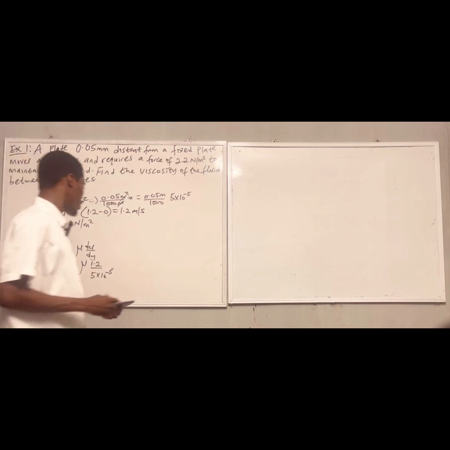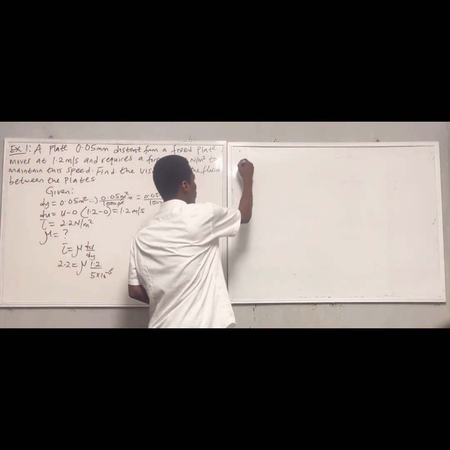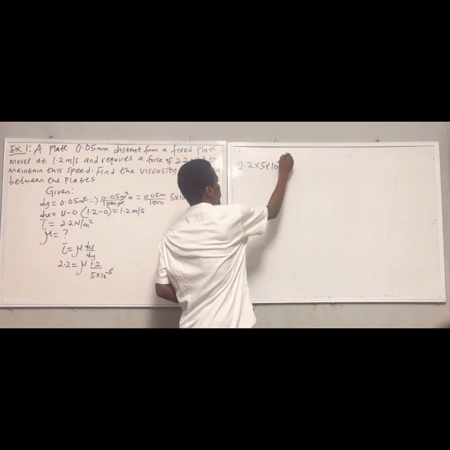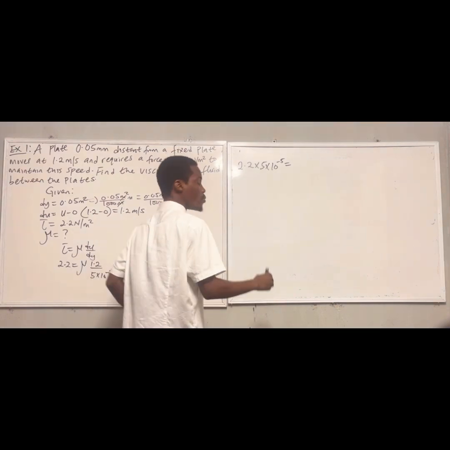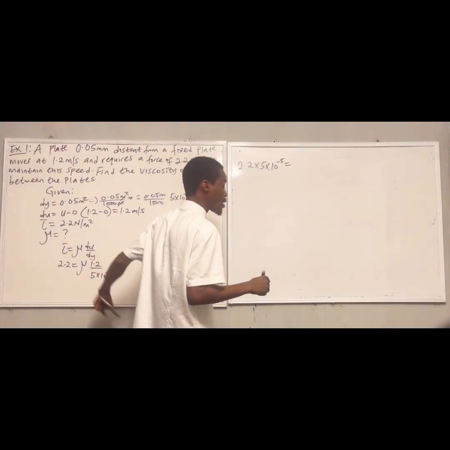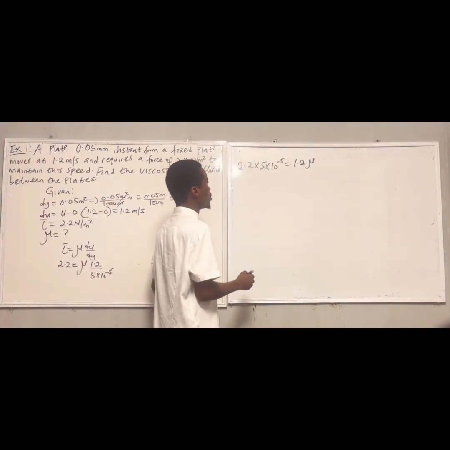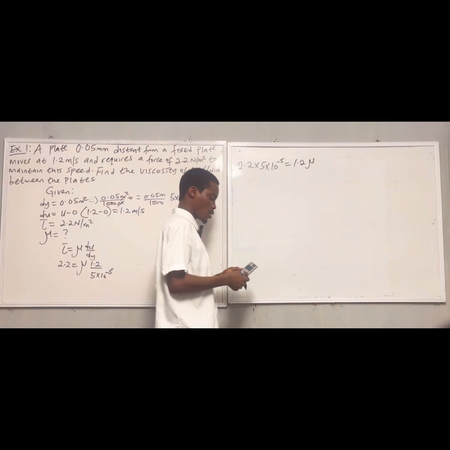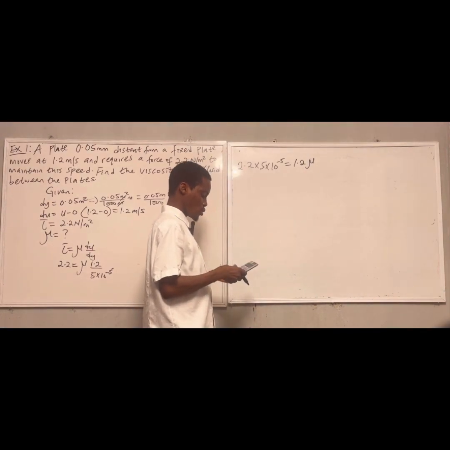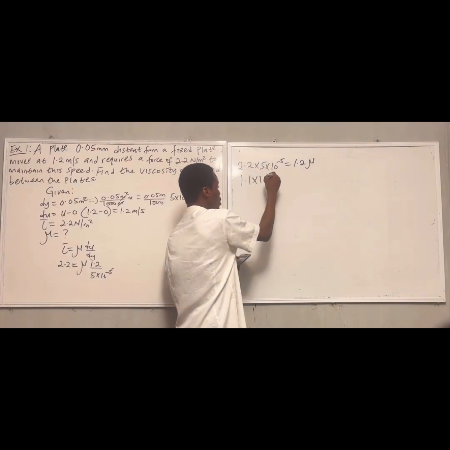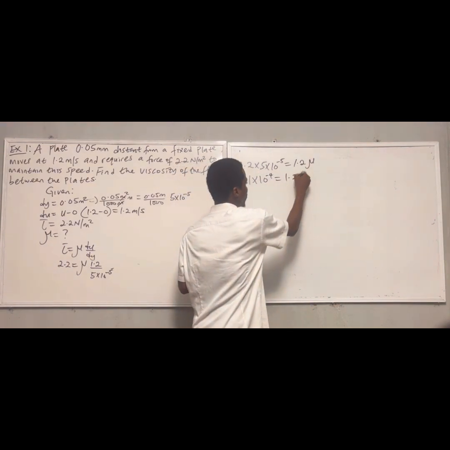From here, what can I do? I can take this one to here. I'm going to have 2.2 times 5 times 10 raised to the power minus 5 is equal to the viscosity times 1.2, that is 1.2 mu. If I multiply 2.2 times 5 times 10 raised to the power minus 5, I get 1.1 times 10 raised to the power minus 4, which is equal to 1.2 mu.